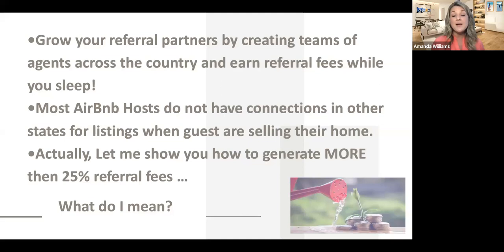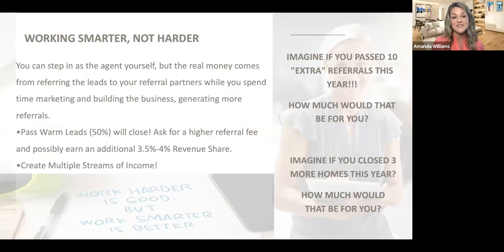And I'm actually going to show you how to generate more than just the 25% referral fees. And let me show you how to do that, because it's all about working smarter, not harder, right? You always hear that. So you can step in as the agent yourself. All right. That is perfectly fine if you're looking to create more of these leads for yourself.